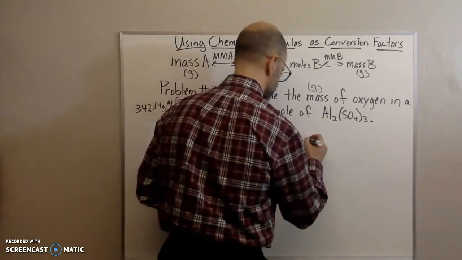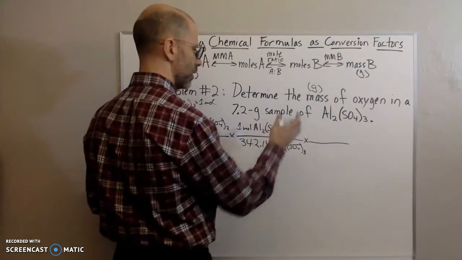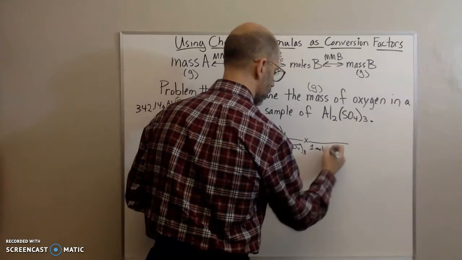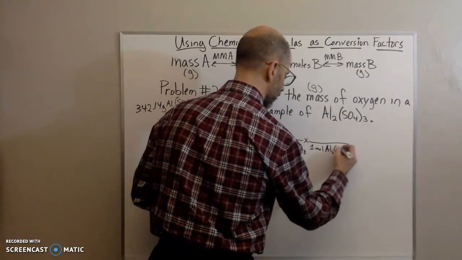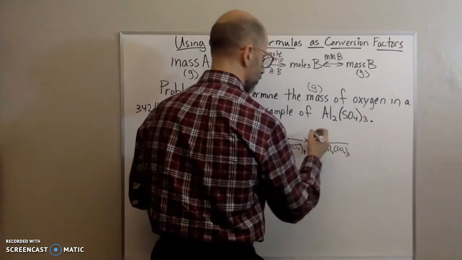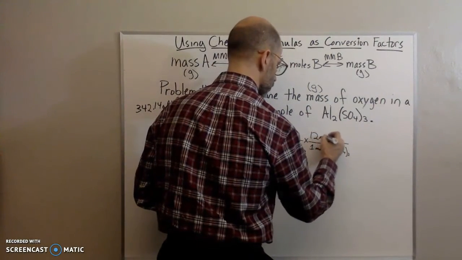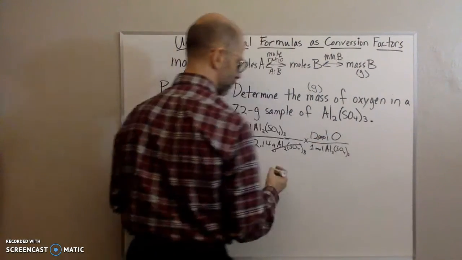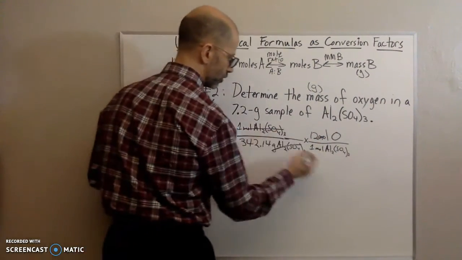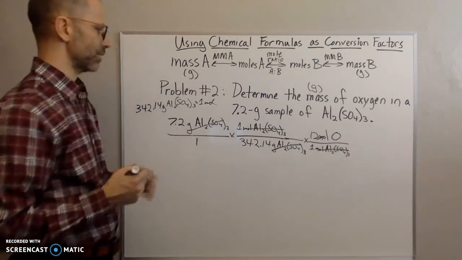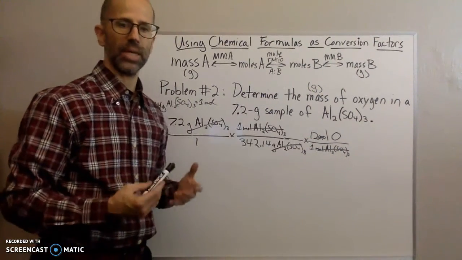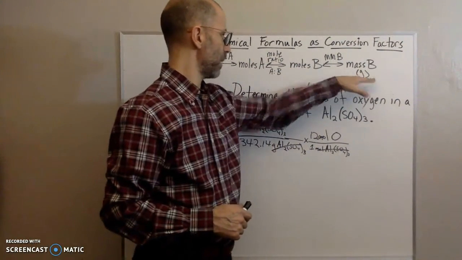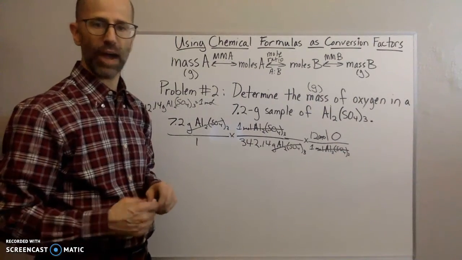So I can use that to convert from aluminum sulfate to oxygen. So 1 mole of the aluminum sulfate is going to be equal to 12 moles of oxygen. And so now the moles of my aluminum sulfate cancel out. Now I have moles of oxygen, which is my B. So now I'm right here. So now I can go from moles of B to mass of B using the molar mass of oxygen.